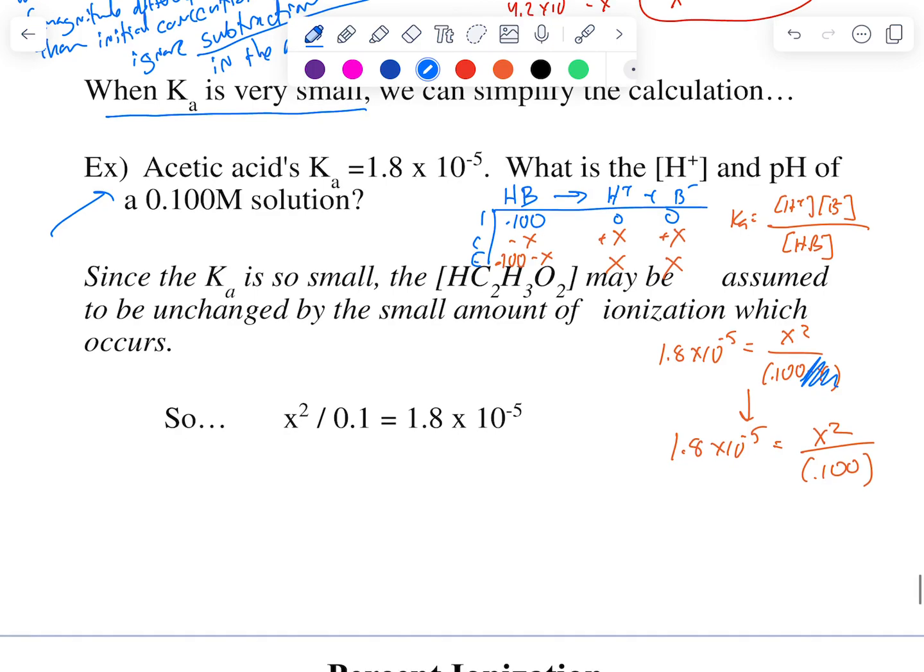And then we can solve. So 1.8 times 10 to the minus sixth is equal to x squared. Therefore, x, which is equal to H plus at equilibrium, will be 0.00134 molar H plus, which will be a pH of about 2.87.